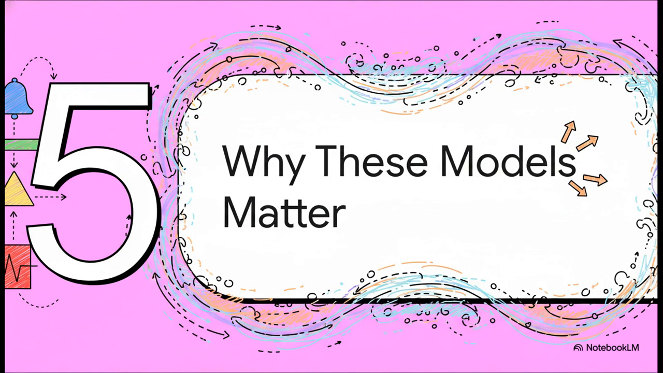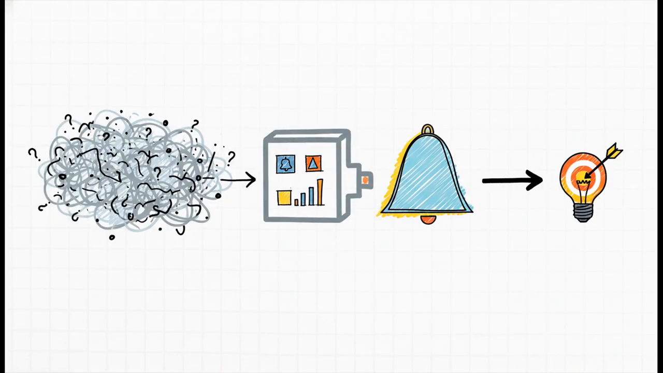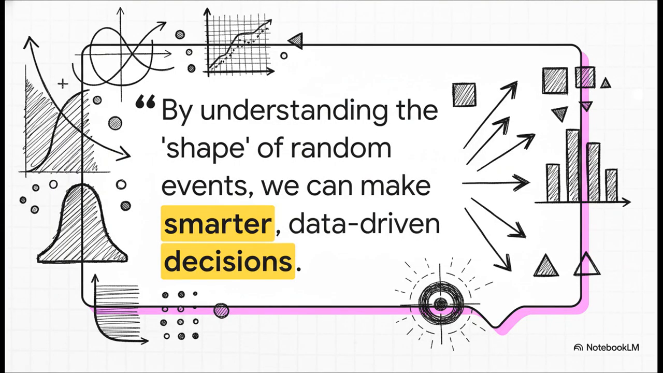So we've journeyed through 4 pretty different shapes of uncertainty: the bell curve, the flat line, the triangle, and the event counter. But so what? After all that, why do these models really matter? It's because they do exactly what you see right here. They take that foggy, chaotic, confusing mess of uncertainty and they give it a clear shape. They turn it into actionable insight. And ultimately, that's the goal.